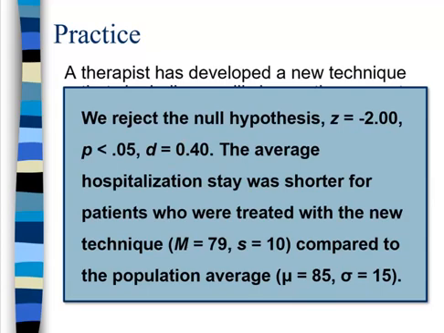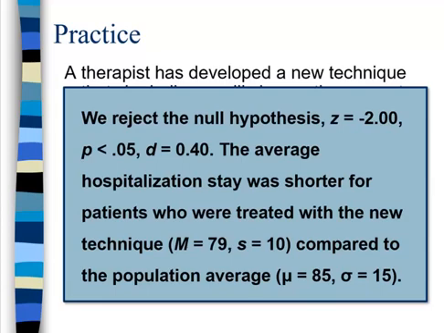And then we want to say something about the difference between our sample mean and our population mean. So the average hospitalization stay was shorter for patients who were treated with a new technique. And here we report the mean and standard deviation for our sample, because that's what we're describing, compared to the population average. And there we report the population mean and the population standard deviation. So hopefully that went well for you.